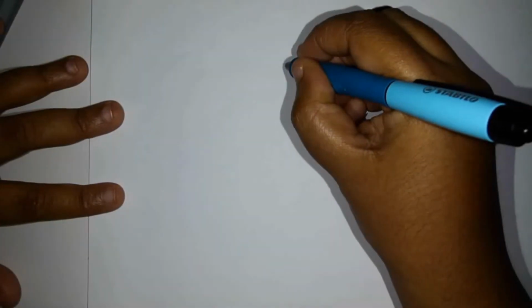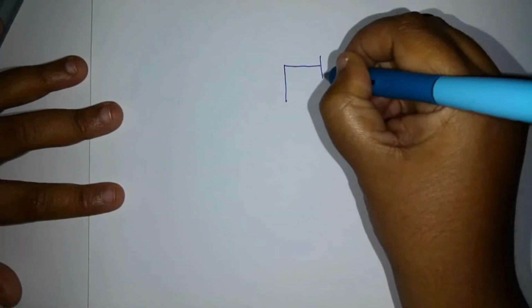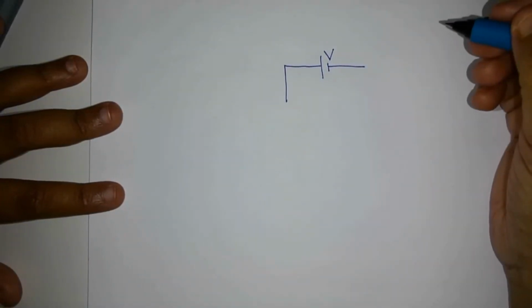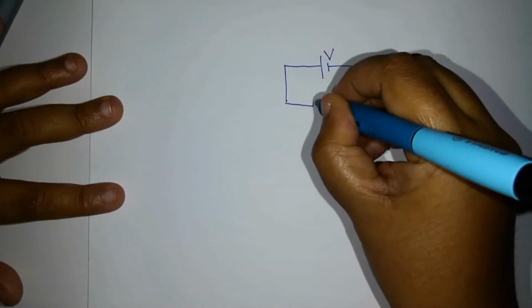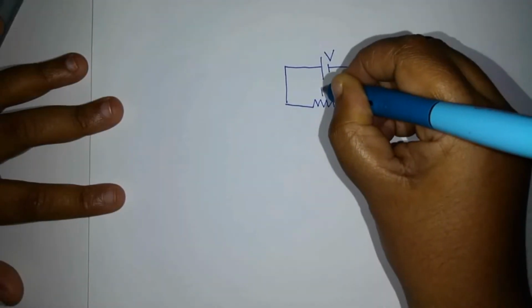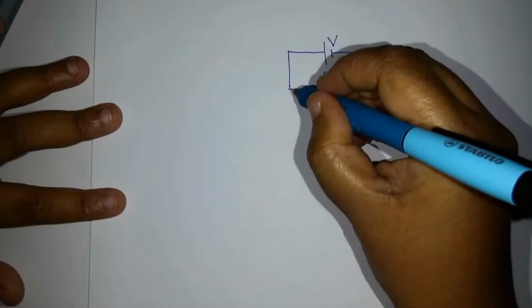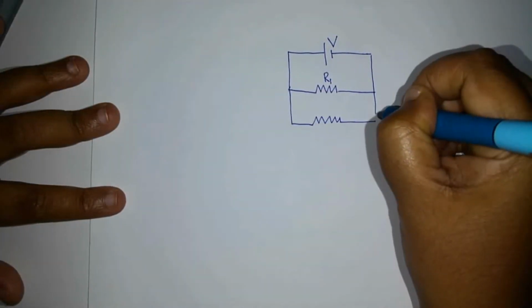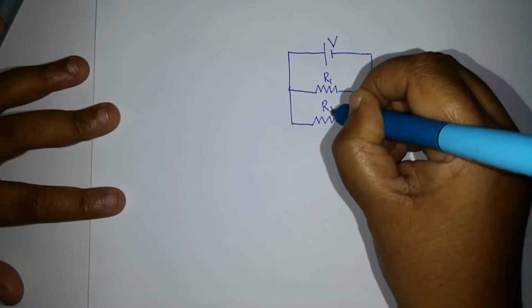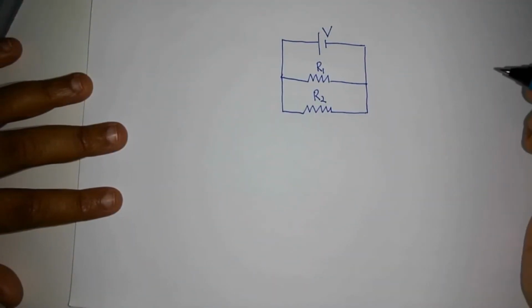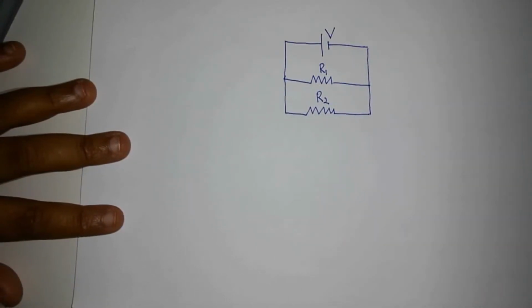In parallel. Okay, let's look at resistors in parallel. I'm going to draw the circuit here. I have an EMF which I'm going to label as V. Then here we have a resistor R1, and then we have another resistor R2. You can draw as many as you want, but I'm just going to draw 2 to apply Kirchhoff's law in this circuit. Here the current flows here.